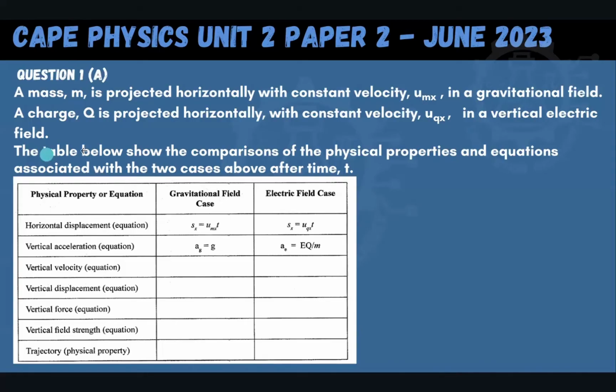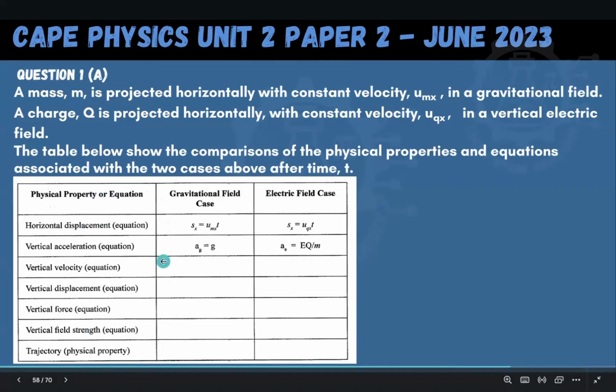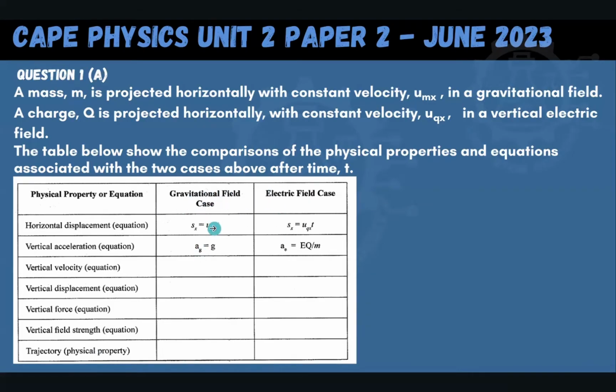Okay? The table below shows the comparisons of the physical properties and equations associated with the two cases above after a time t. Okay, so here we have our physical properties or equation being described here. And then we have two examples in each case filled out for us. We have the gravitational field case where we have the horizontal displacement and the vertical acceleration filled out. And in the electrical field case, we also have the same. We have the horizontal displacement in that electric field, and we also have the vertical acceleration in that electric field.